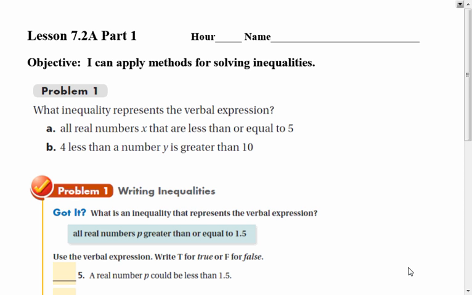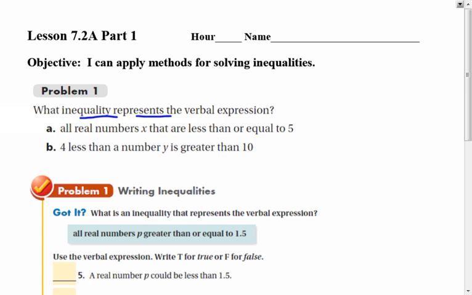In the next couple lessons we're going to learn how to apply methods for solving inequalities. I'm going to just give you some examples and then I'll even give you some chances to try some on your own during this video. So I'm going to ask you to pause now and then. But in this first problem, we want to write the inequality that represents the verbal expression.